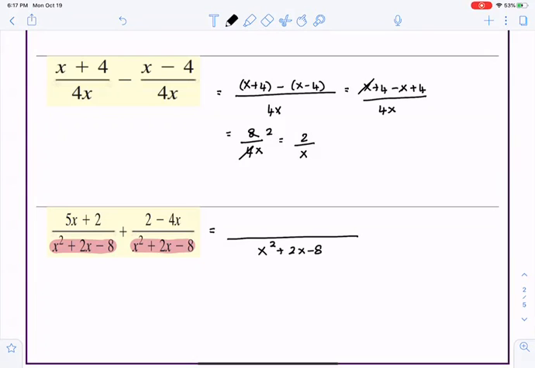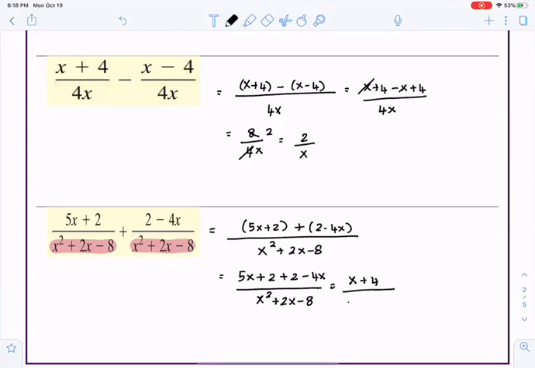I can simply combine the numerators, 5x plus 2 plus 2 minus 4x. Since I have a positive sign in the middle, the parentheses were just optional, but it's good practice though. 5x plus 2 minus 4x divided by x squared plus 2x minus 8. 5x minus 4x is x, and 2 plus 2 is 4, divided by x squared plus 2x minus 8.